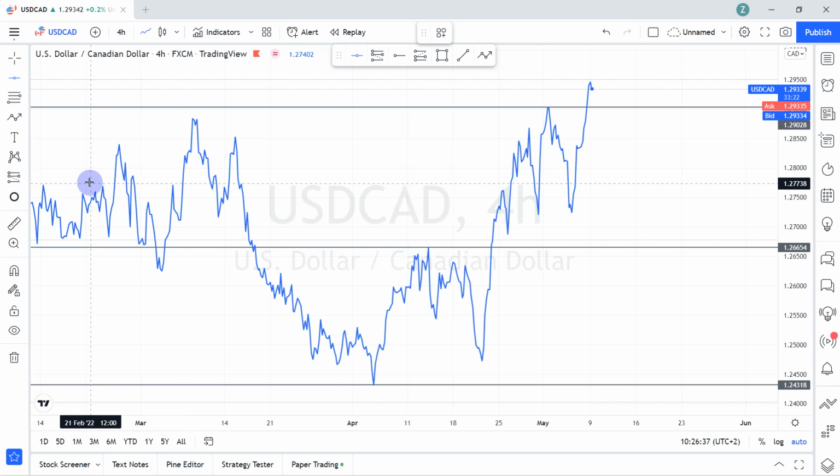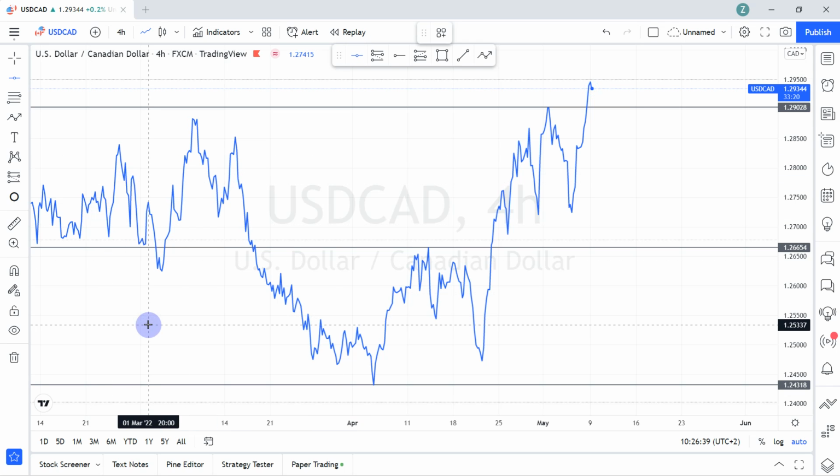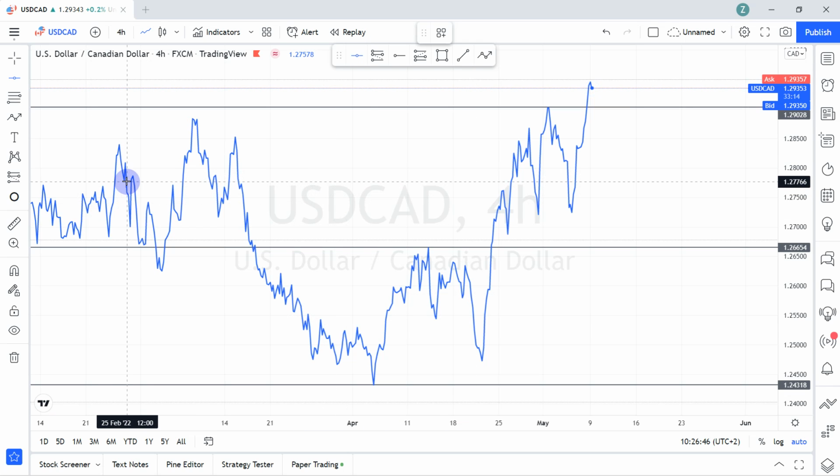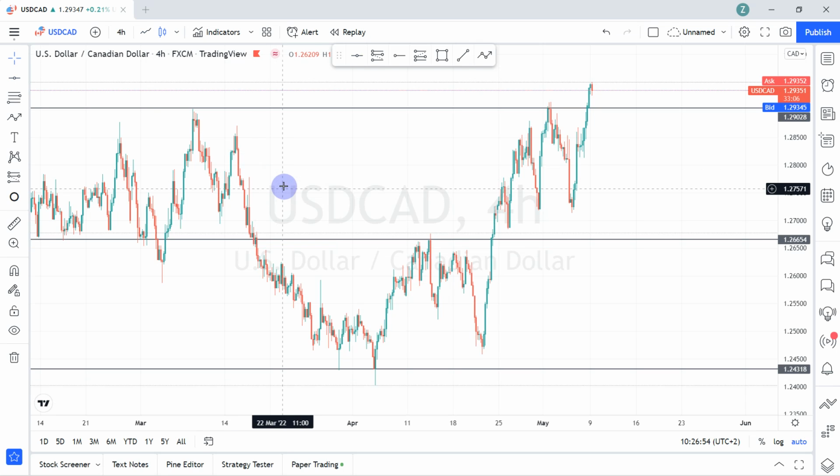And also, wow, this one is messy, so it's kind of hard to cater for a key level. Okay, let's switch to candlesticks and see if we can cater. Okay, I see something.